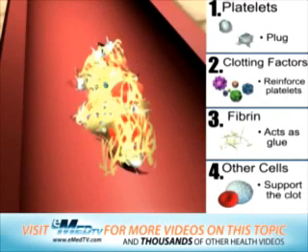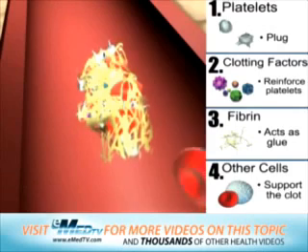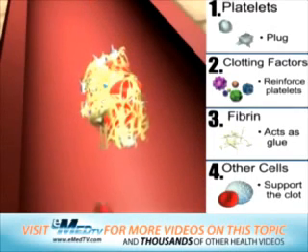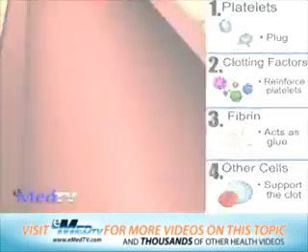It quickly becomes stronger and starts to pull the edges of the hole in the blood vessel together. After the clot has formed, it stays in the hole until the tissue is repaired. When the clot is no longer needed, your body dissolves it.